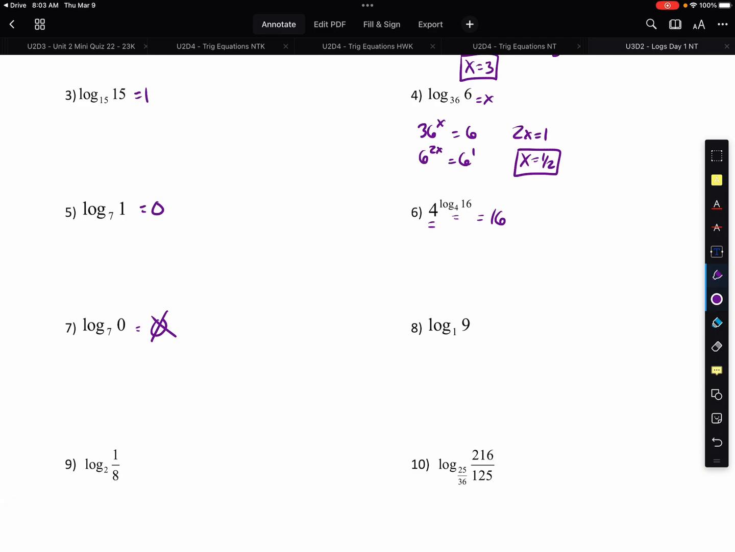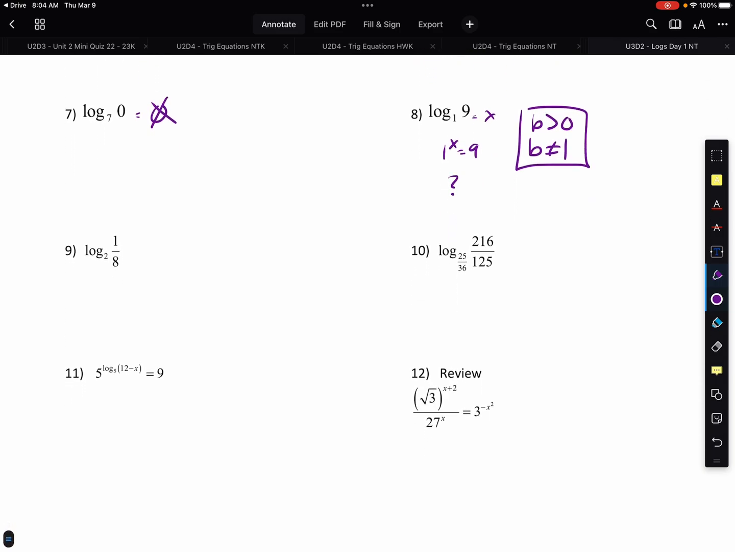All right, let's see this one. 1 to the x equals 9. Nothing's going to work. Why? One of our rules, the base has to be greater than 0, and the base can't equal 1. If I'm unsure, set it equal to x.